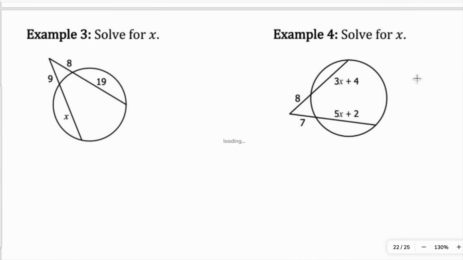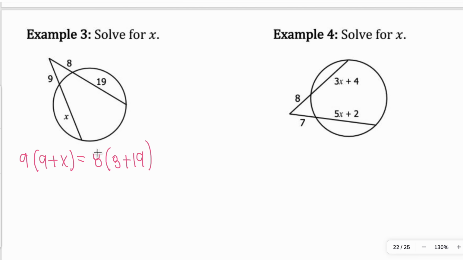Next up, we have example 3. So this one is intersecting secants outside of the circle. So remember, this is part to whole. So 9 is the part, and then the whole would be 9 plus x is equal to 8 is the part times the whole, 8 plus 19.